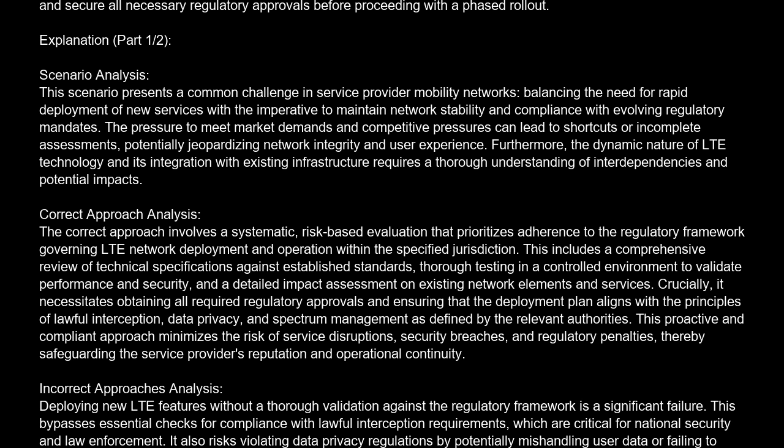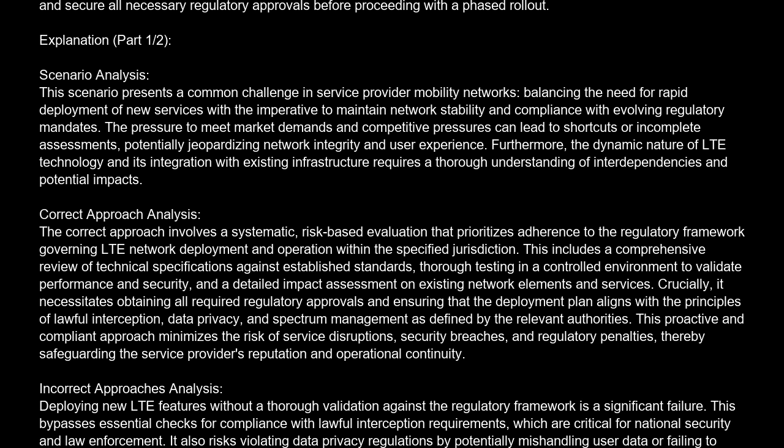Crucially, it necessitates obtaining all required regulatory approvals and ensuring that the deployment plan aligns with the principles of lawful interception, data privacy, and spectrum management as defined by the relevant authorities. This proactive and compliant approach minimizes the risk of service disruptions, security breaches, and regulatory penalties, thereby safeguarding the service provider's reputation and operational continuity.